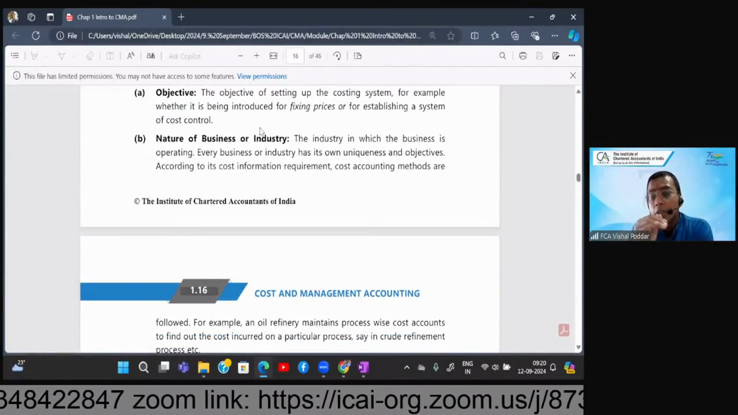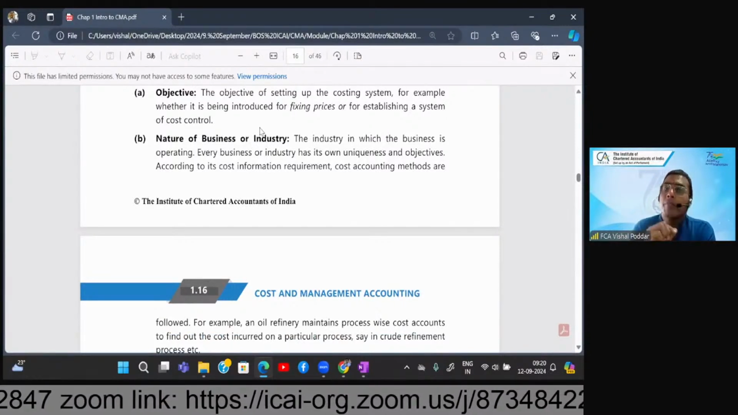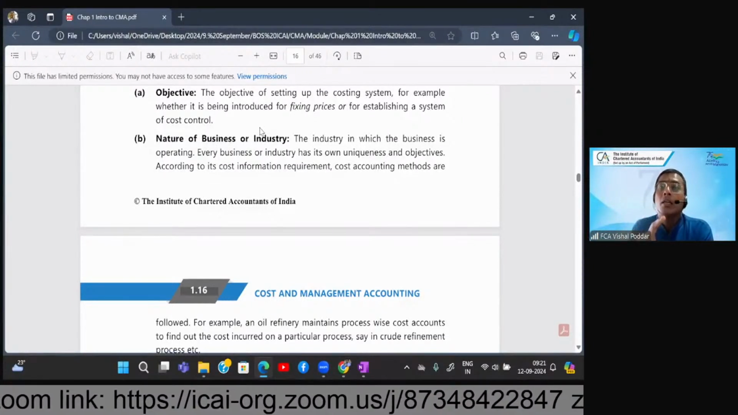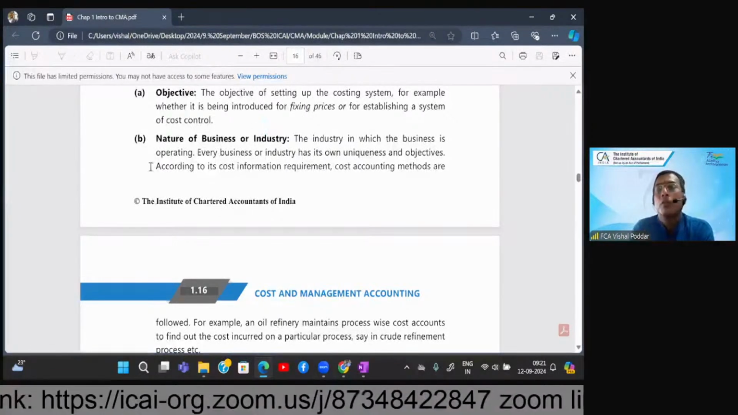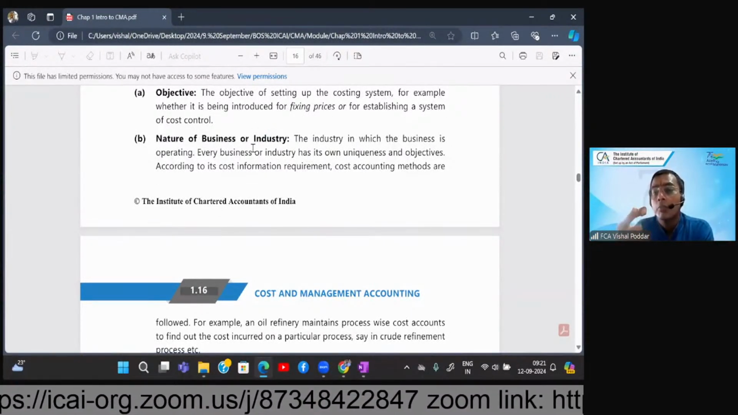Next, first check what is the nature of your business. Is it in the manufacturing sector? Is it in a particular service sector? Within service, which service sector? Because the data the costing system will use and the reports the costing system will give will change with the business and the industry. So you need to design your costing system according to your business or industry.